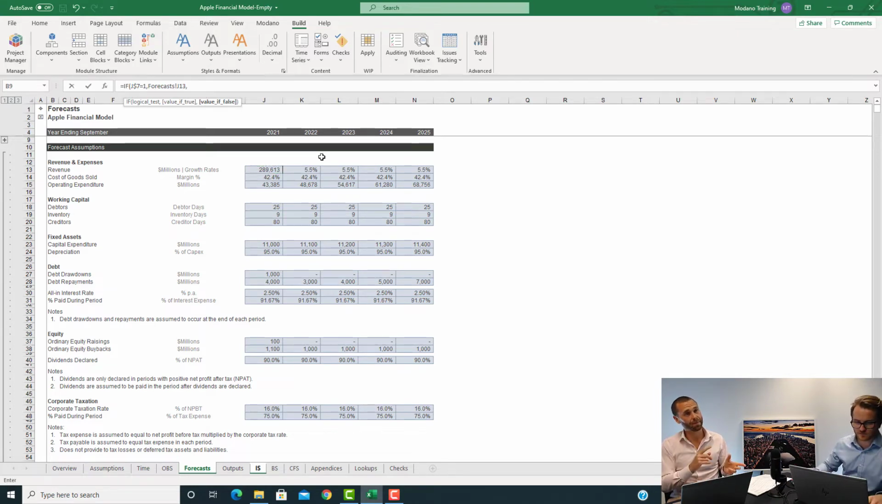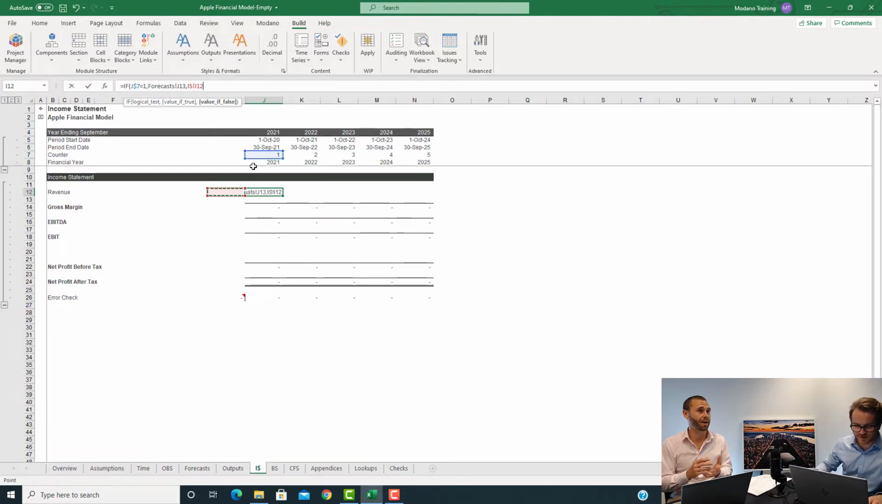Otherwise, we're going to take the prior period, which is I12. So go back to the income statement. We're going to have that weird, annoying problem again. So just take I12, get rid of the IS exclamation mark. I12 multiplied by, asterisk, 1, open brackets, 1 plus, and go back to the forecast.